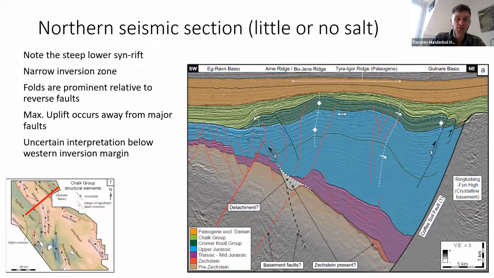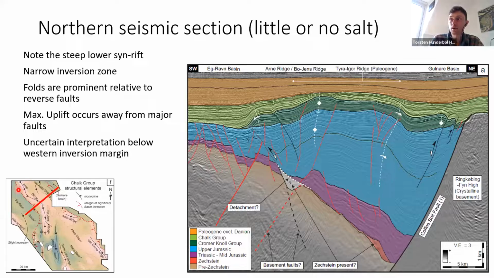That's a very good question, I think, because all the old classic papers from the late 80s, and also a guy called Ole Weibeck, who was the first to specifically study in detail the inversion structures in the Danish North Sea, initially interpreted the trend here, the western margin of the inverted zones, the so-called Arne Ridge that transitions into the Boyens Ridge, as flower structures.